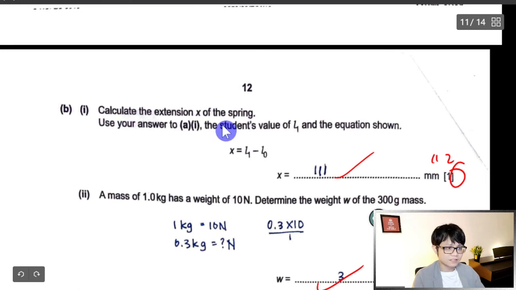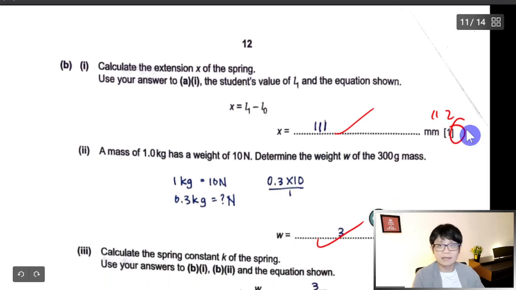You get it right this way, you straight away get 1 mark. Calculate the extension x of the spring. So L1 minus L2. There will be slight differences, but when you go to the exam, it must be exactly the same, because I'm marking a paper, that's why I give correct.